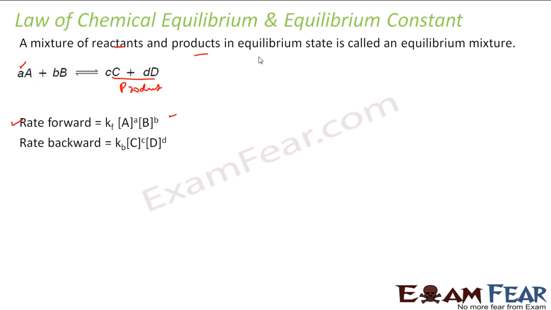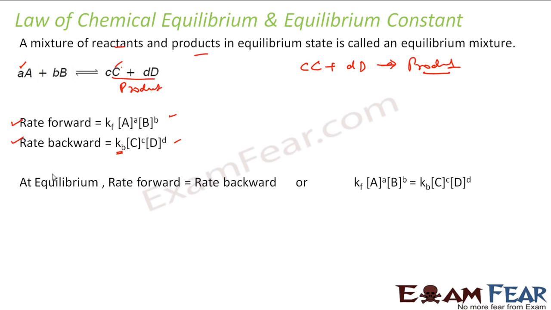Similarly, for the backward reaction, if I assume that c mole of C plus d mole of D gives the reactants back, this is the backward reaction, right? For this, the rate of backward reaction will be some constant Kb into C to the power small c into D to the power small d. Now I say that in equilibrium the rate of forward reaction is equal to the rate of backward reaction.